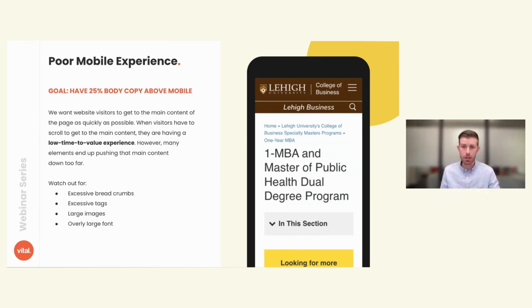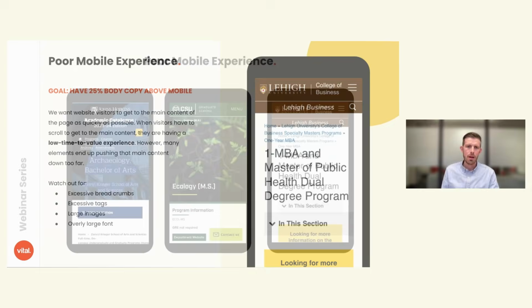This is an easy thing to check on your phone. Go to your degree pages, go to any of your main pages, pull it up on your phone, and see how far you have to scroll to get to the body, the main content. How much of this other stuff is in the way? These are easy tweaks to make. This is easy style sheet stuff. So this is a quick one.